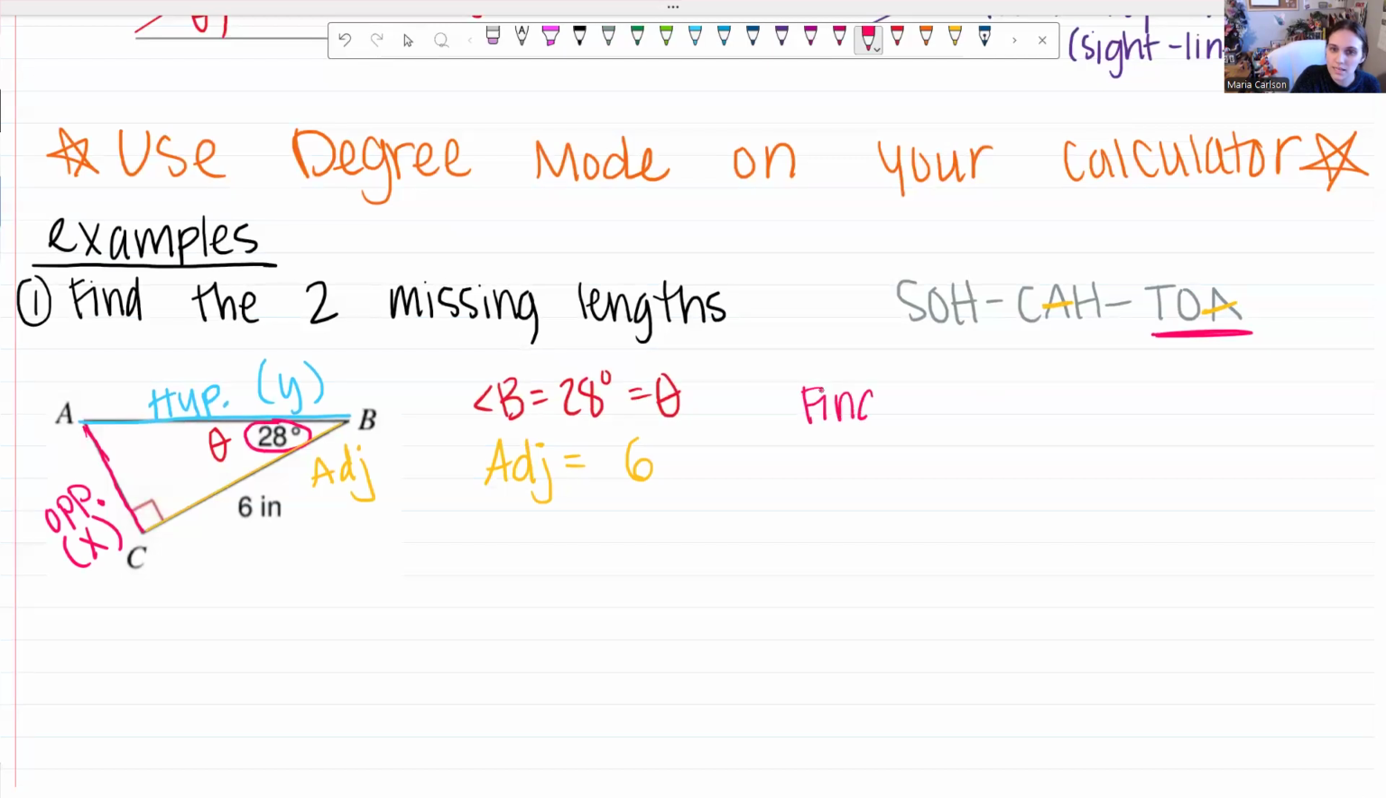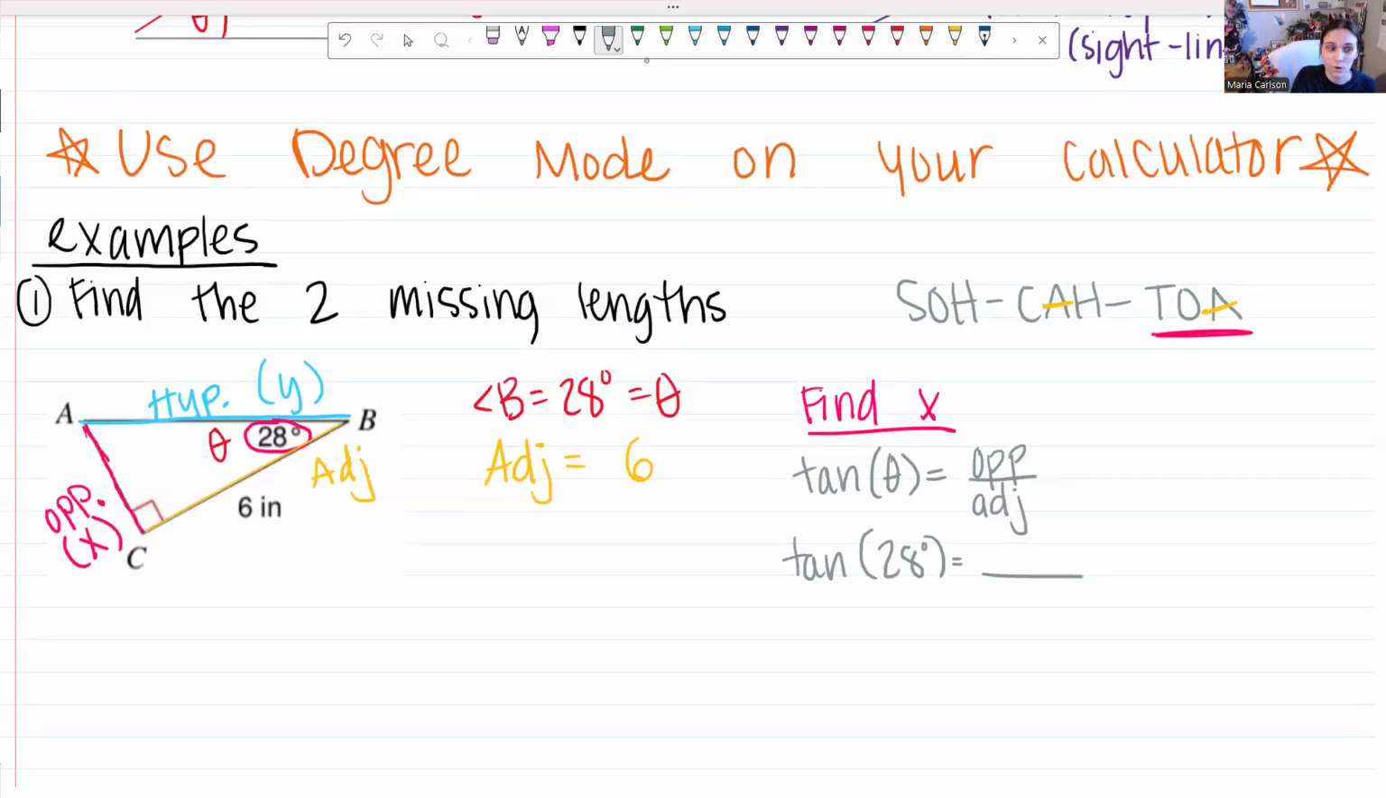This is our process of finding X first. So I'm going to use tangent. I'm going to say the tangent of any acute angle in a right triangle is equal to the opposite over the adjacent. So in this problem, the tangent of this angle, which is 28 degrees, is equal to the opposite side, which we don't know, that is X, over the adjacent, which is 6.